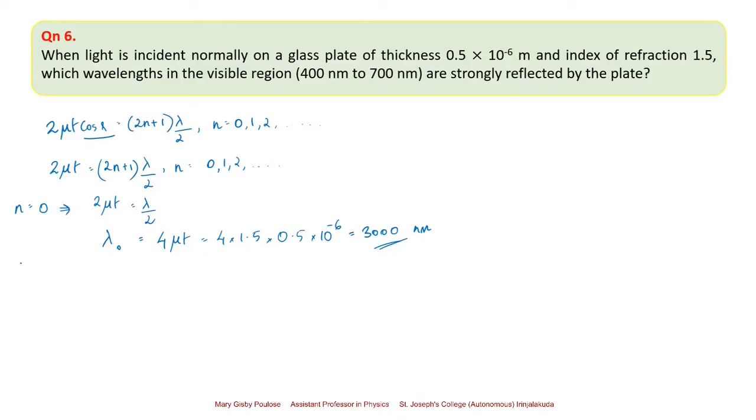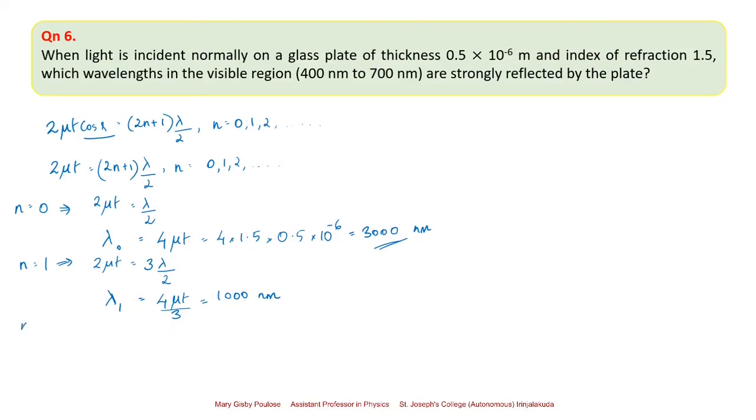Now, in the next case, for n is equal to 1, we have 2 mu t is equal to 3 times lambda by 2. So this implies the wavelength for n equal to 1, lambda 1, is equal to 4 mu t divided by 3. So that is 3000 divided by 3 giving 1000 nanometers. Again, 1000 nanometers, it is getting reflected, but it does not fall in the region of visible light.